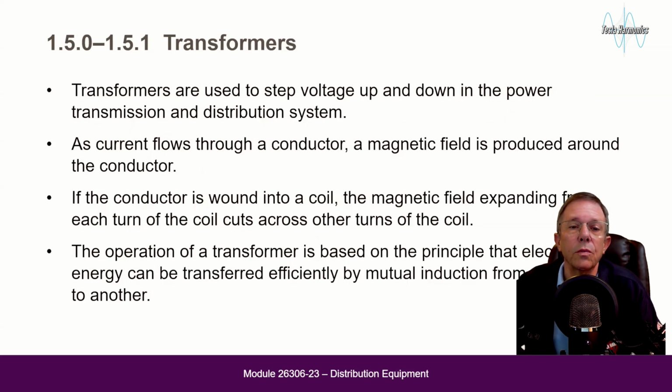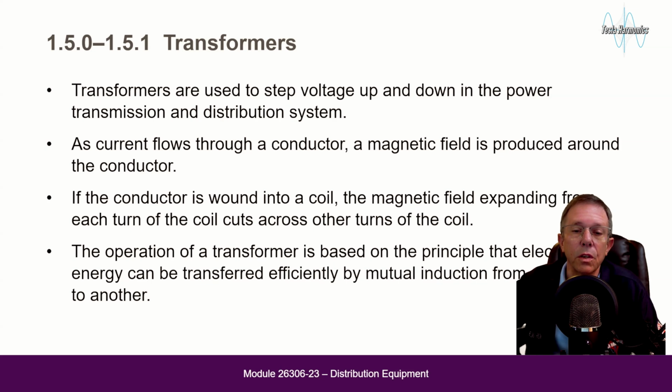Transformers. Transformers are used to step voltage up and down in the power transmission and distribution system. As current flows through a conductor, a magnetic field is produced around the conductor. If the conductor is wound into a coil, the magnetic field expanding from each turn of the coil cuts across other turns of the coils.